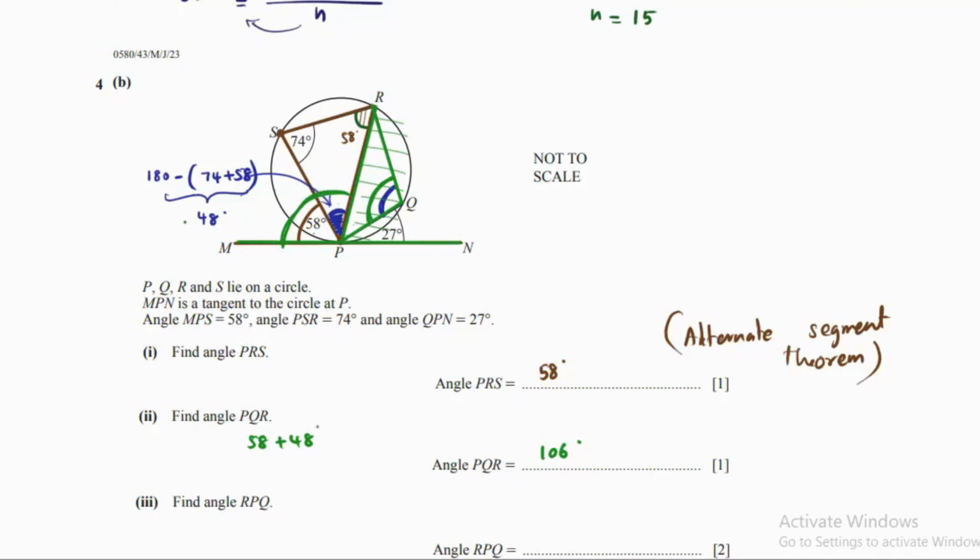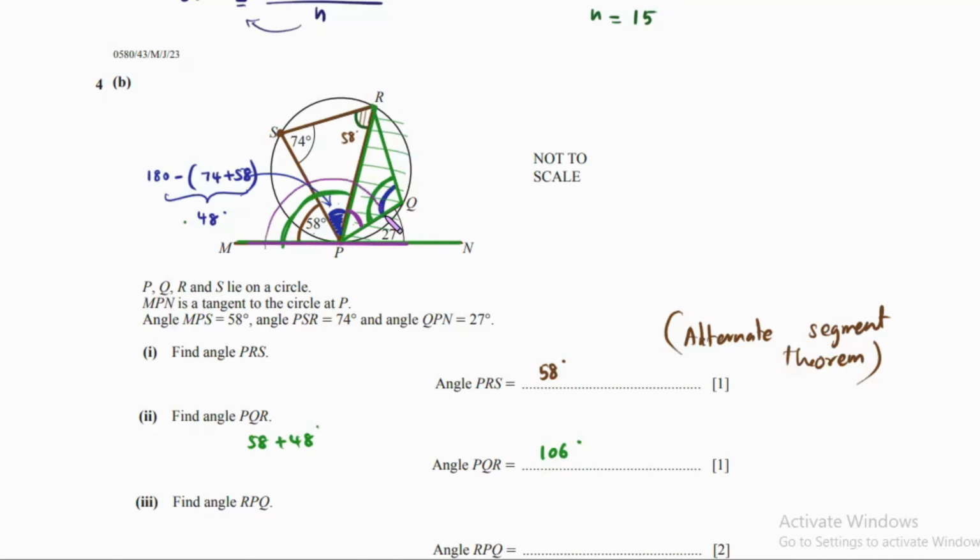The next one is to calculate the value of the angle RPQ. RPQ is going to be this angle. So now we need to calculate how much this angle is. Now to calculate what this RPQ is, I'm going to consider the angles that are on this line here.